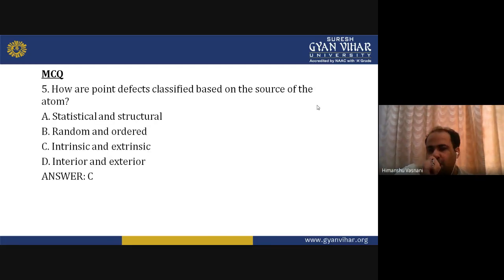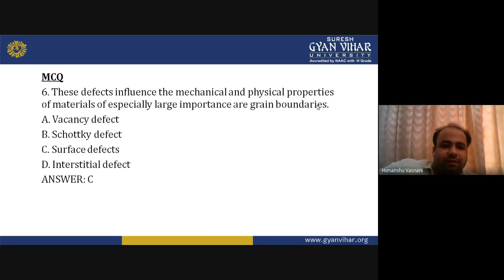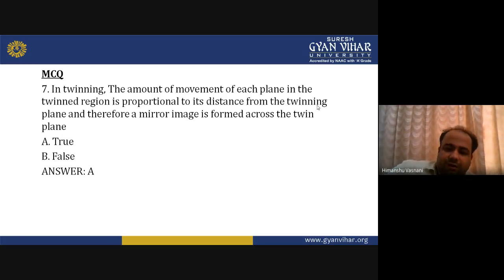Then the fifth question: how are point defects classified based on the source of the atom? This was intrinsic and extrinsic. Then the sixth question: these defects influence the mechanical and physical properties of materials, and of especially large importance are grain boundaries. We can go with the surface defects that we have studied in the lecture. Yes, surface defects only we have studied in the lectures.